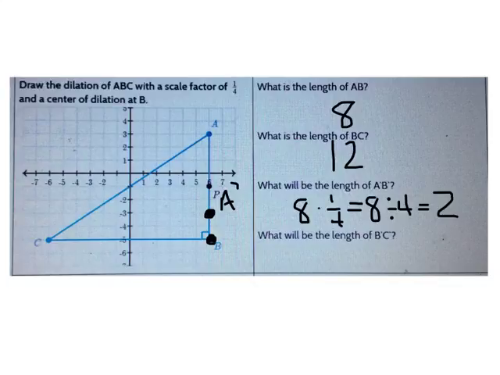What will be the length of B prime C prime? Well, I need to multiply 12 times my scale factor of 1/4. That's the same as 12 divided by 4, so B prime C prime will be 3 units long. Draw point C prime 3 units from B.